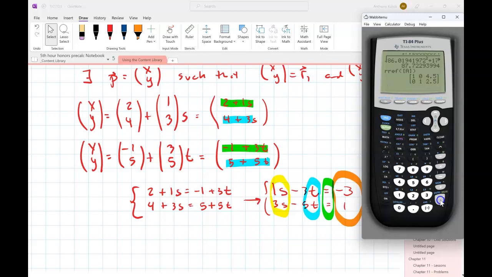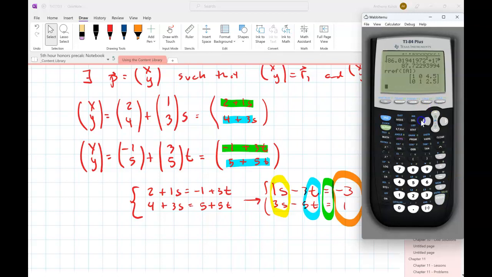You go back to the matrix menu, you go over to the Math tab, and then it's almost at the bottom. You just keep scrolling down. It's like Command B or something. You found it? No problem.